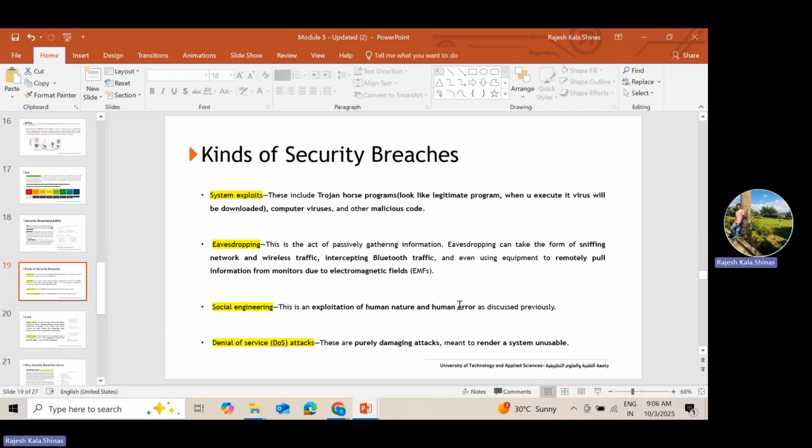Social engineering means exploitation of human nature and human error. Somebody will send an email or make a call to you, saying click this link, click that link, and when you click that one, your data will be hacked. Malicious users will get your data. Then denial of service attack means the server will be denied. The clients cannot access the server because the attacker keeps sending requests to the server. The system will become unstable.